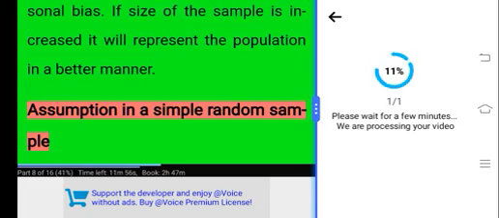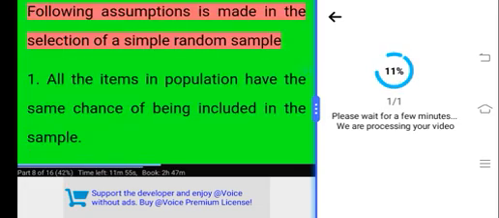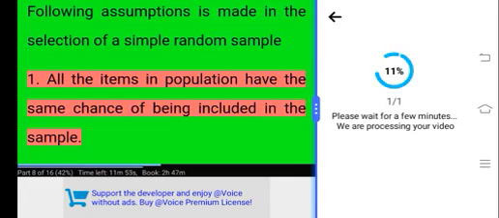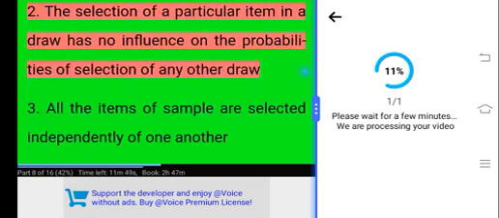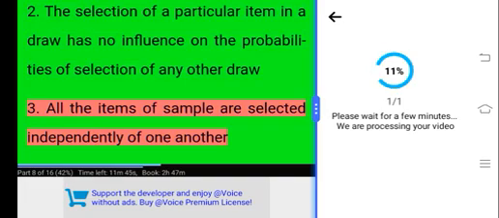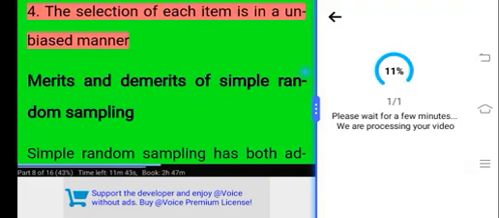Assumptions in a simple random sample. The following assumptions are made in the selection of a simple random sample. 1. All the items in the population have the same chance of being included in the sample. 2. The selection of a particular item in a draw has no influence on the probabilities of selection of any other draw. 3. All the items of the sample are selected independently of one another. 4. The selection of each item is in an unbiased manner.